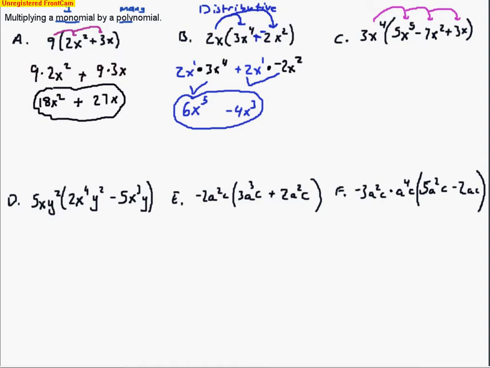So we're doing the same thing. We're taking this 3x to the fourth, and we're going to multiply it over each of the terms inside the parentheses. So you see how we have that 3x to the fourth times 5x to the fifth. And we take that same 3x to the fourth, and we're going to multiply it over this time the 7, or actually the negative 7x squared. And we go back and we multiply that same 3x to the fourth, but this time over that 3x. So notice here, that again, it's the 3x to the fourth being multiplied over each of the terms.